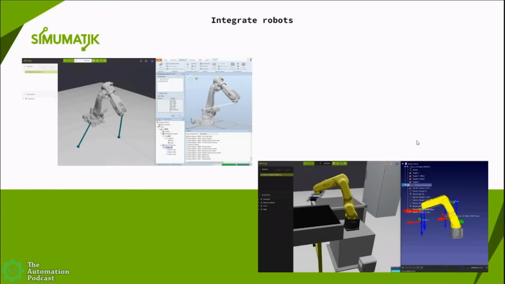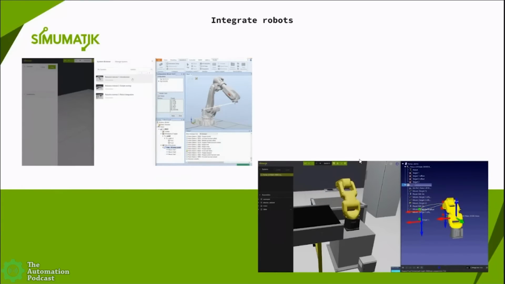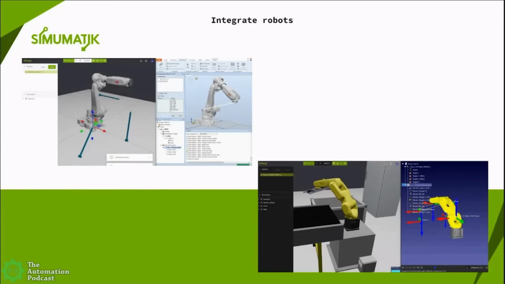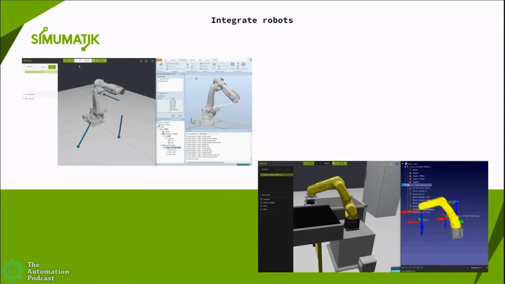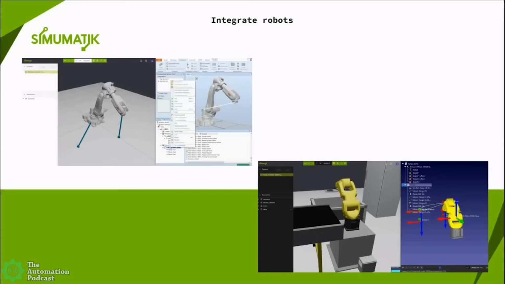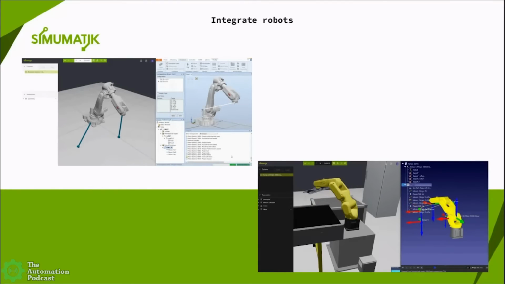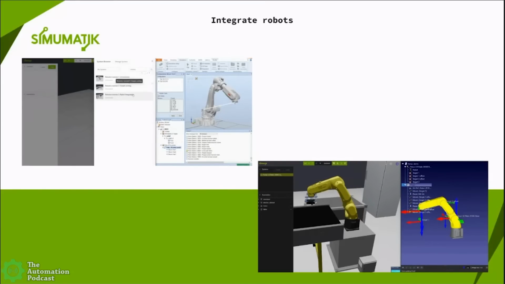And then the same with the robots. I mean, you don't program a robot in Simumatic. We connect to robot controllers. In this case, we connect to virtual robot controllers. Almost all robot manufacturers offer a tool to program the robots. And those tools usually, or almost all of them, offer the soft controller, a virtual controller that runs in your own computer. So you program the robot, download the code to this virtual controller in your computer.